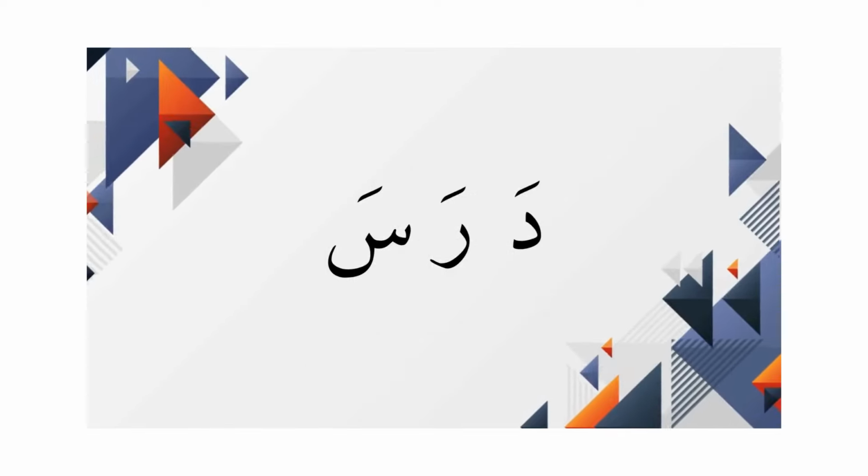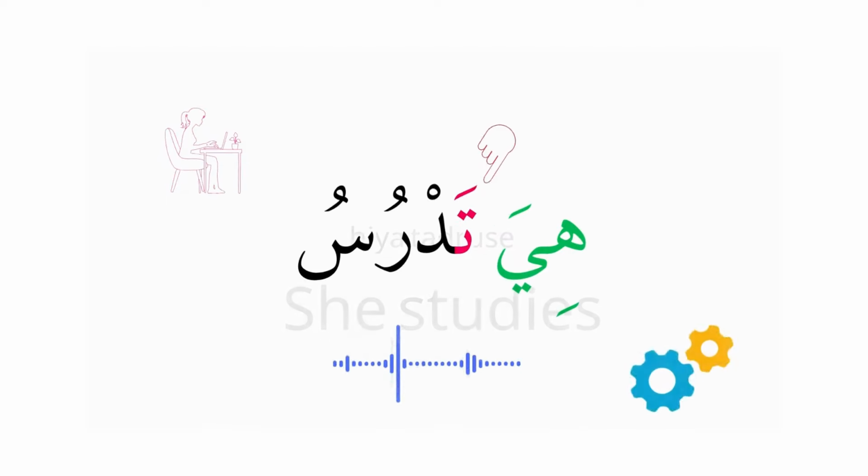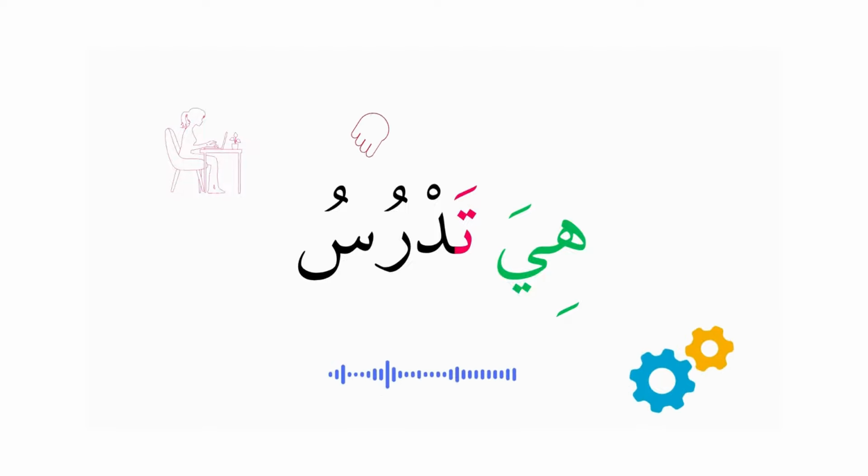Conjugating درس with the pronoun هي, this time we are adding ta at the beginning of the verb and keeping the su sound at the end of it. We have this: هي تدرس. She studies. هي تدرس. هو يدرس.